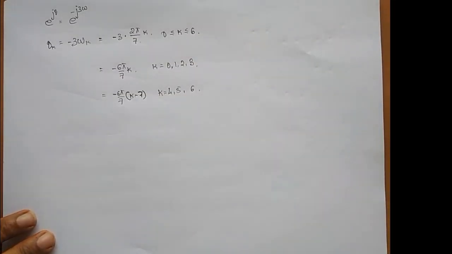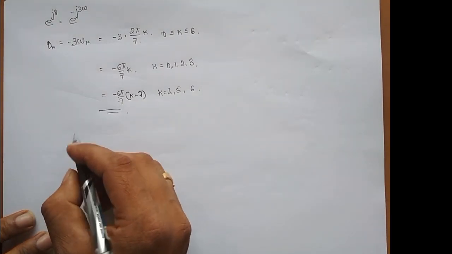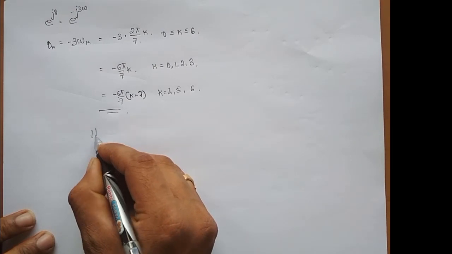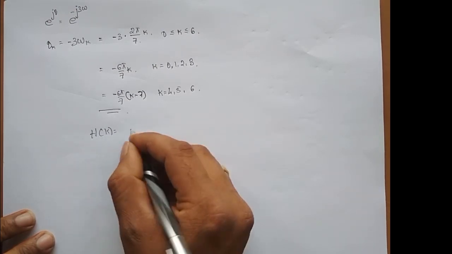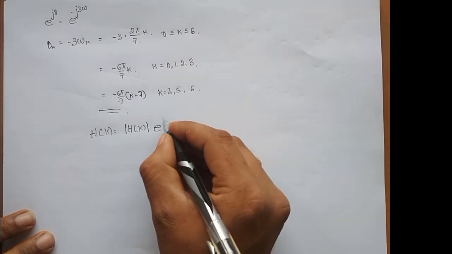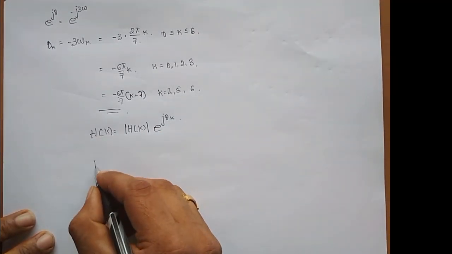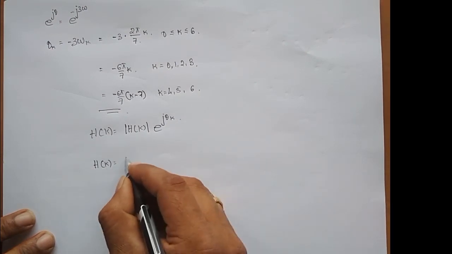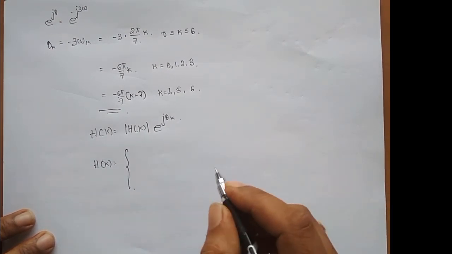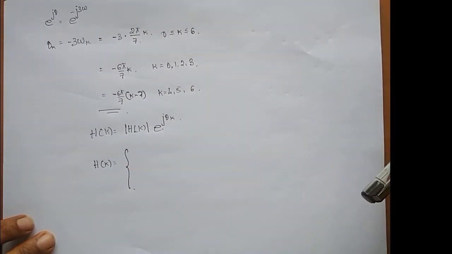Okay, fine. Now I have to combine both magnitude and phase. Since h of k is complex, I can write h of k as the magnitude of h of k into e power j theta k. So combining both, if I combine it, h of k is magnitude times phase.